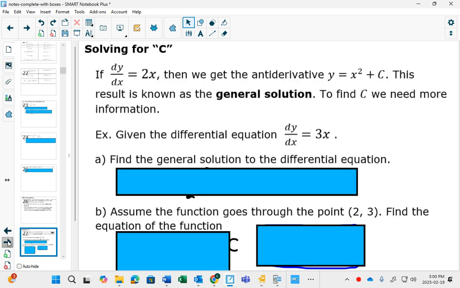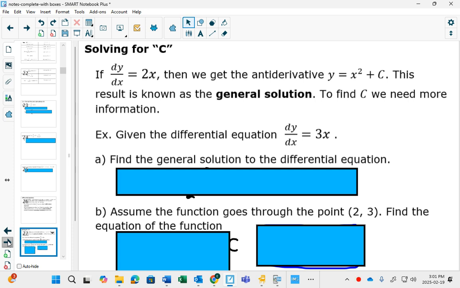So solving for c. If you have a differential equation that's 2x, it's really easy to see the antiderivative was x squared plus c. That's our general solution. So in order to find the c, we would need an additional piece of information. Like, oh, the original parabola went through (0, 3). And then you'd be like, oh, my parabola has been moved up 3 units. So my c value would be 3.